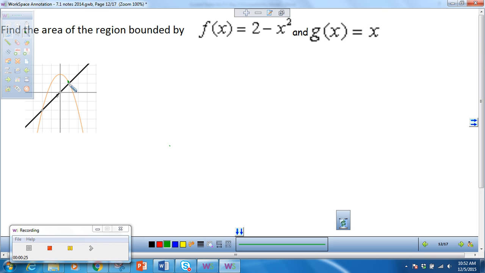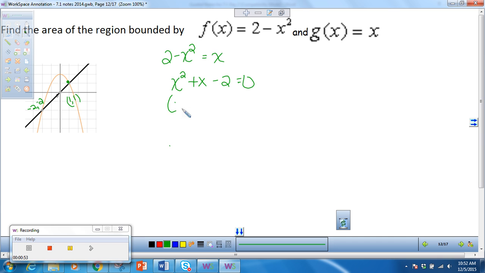We can, of course, look at this and see that it intersects at 1, 1. And here it intersects at -2, -2. But if I didn't have the graph, I can set them equal to each other to find the points of intersection. So 2x squared is equal to x. I get x squared plus x minus 2 equals 0.